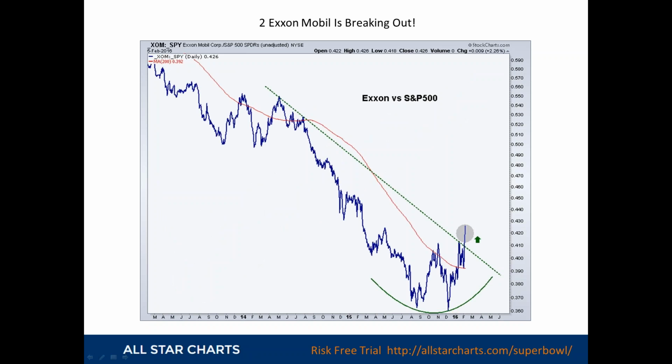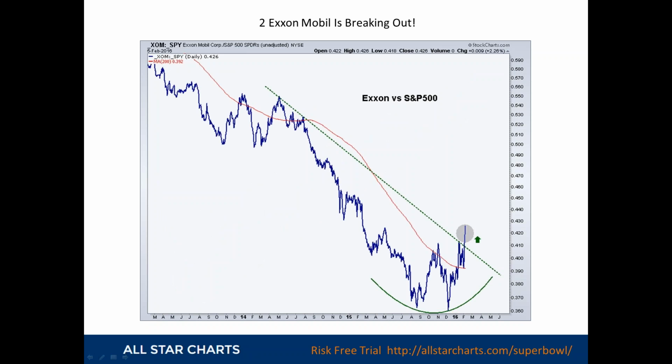So chart number two is not one that a lot of people expected. Energy gets a lot of negative press these days, particularly Exxon and other energy stocks. I mean, these have been crashing. There's really no doubt about it. But now this is changing.